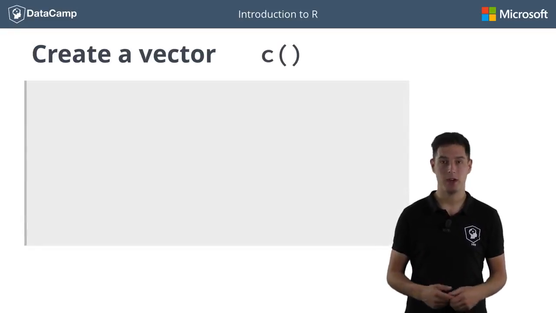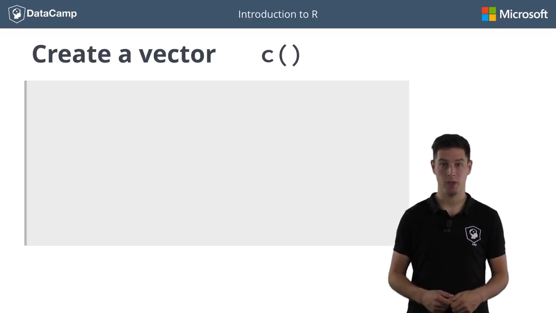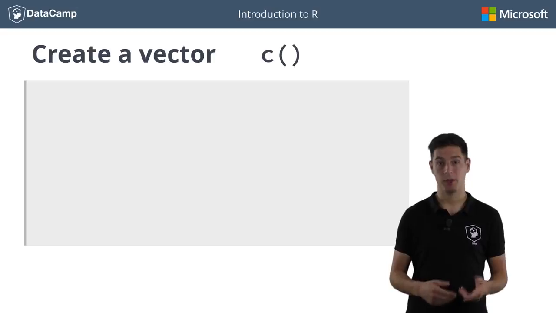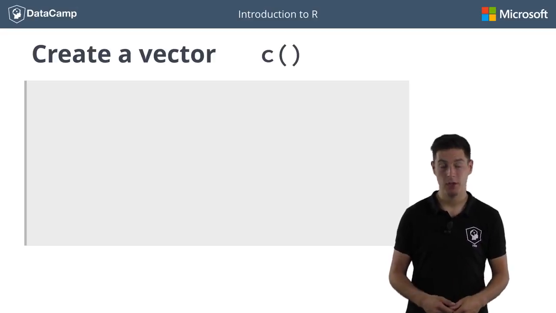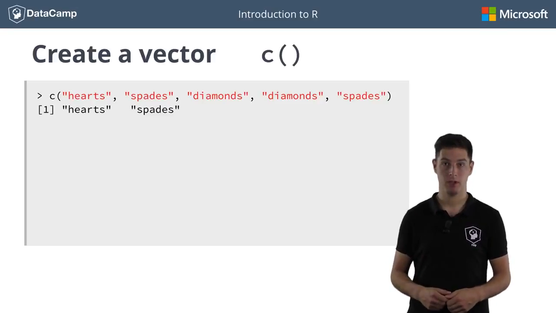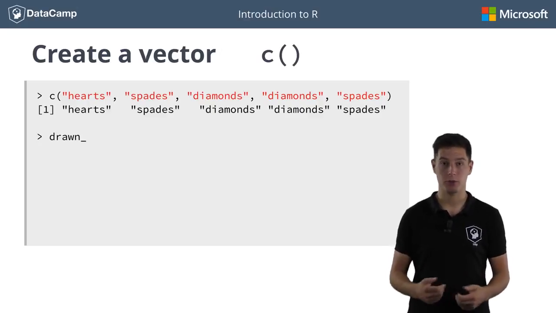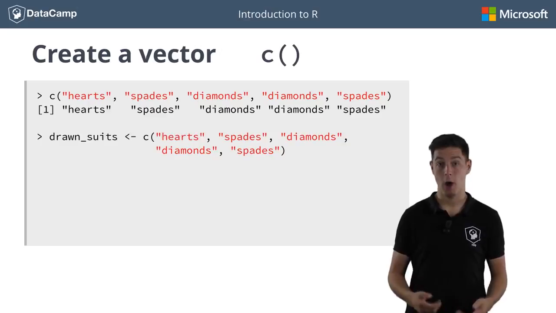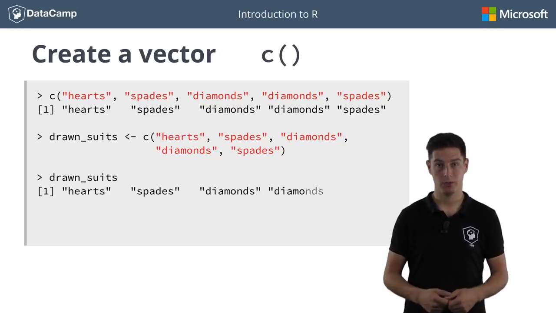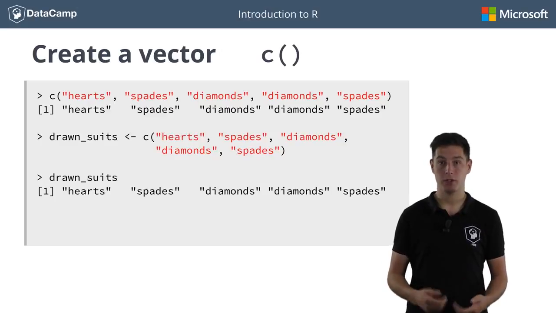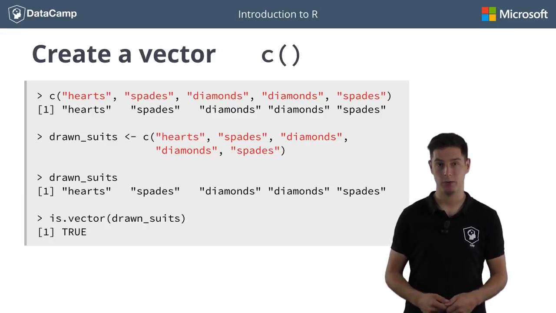Suppose you're playing a basic card game and record the suit of 5 cards you draw from a deck. A possible outcome and corresponding vector to contain this information could be this one. Of course, we could also assign this character vector to a new variable, drawn_suits for example. We now have a character vector, drawn_suits. We can assert that it is a vector by typing is.vector(drawn_suits).